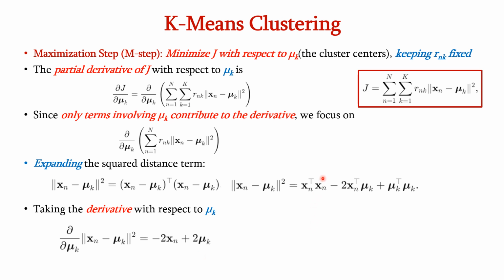Since we don't have a mu k term in the first term, it will go off. And in the second term, if we apply the derivative with respect to mu k, the mu k will become 1, so it is minus 2xn. And mu k transpose mu k is nothing but mu k square, so if we apply the derivative to mu k square, it will become 2 mu k. Now by taking the minus 2 outside, we can write it as minus 2 into xn minus mu k.